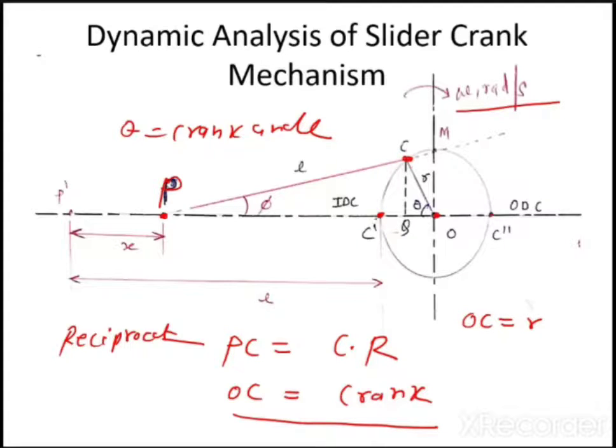When this OC comes to the C dash, it is called the inner dead center. And when this OC comes to this ODC, it is called the outer dead center. When this OC comes to C dash point, this P point will go to the P dash. The distance between P and P dash is nothing but x. X is nothing but the displacement of a reciprocating piston P. This P is the piston point.